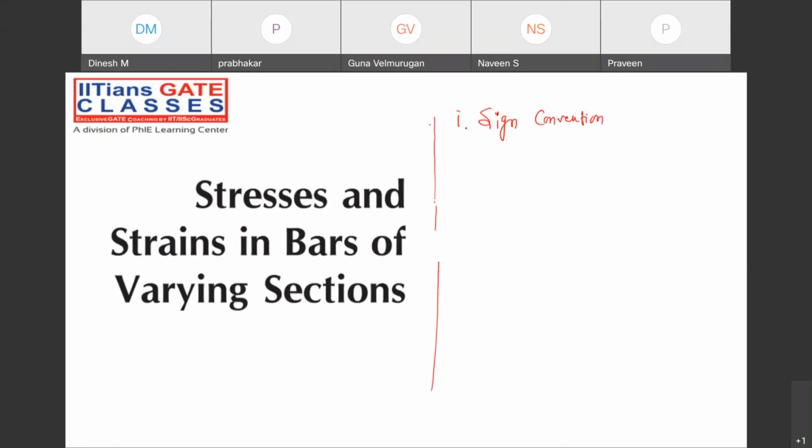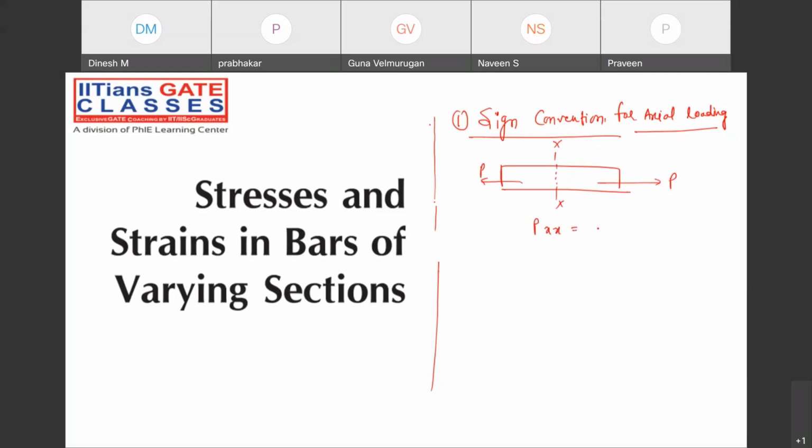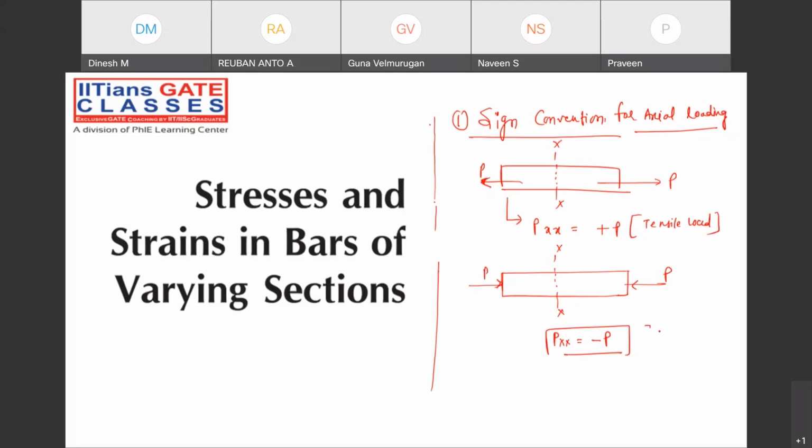This is the first sign convention we are discussing, my dear friend, for axial loading. For axial loading, try to follow the sign convention throughout the chapters of strength of materials. Whenever the bar is subjected to load something like this, and you take the XX cross section, then the load in the XX cross section will be plus P. The load is acting away from this member: plus P. But when you apply the load on the member like this, P in this direction, and you take the cross section XX, then the force in the member is minus P. This is called tensile load, and this is called compressive load. Note down, very, very important. This is called tensile load and this is called compressive load.